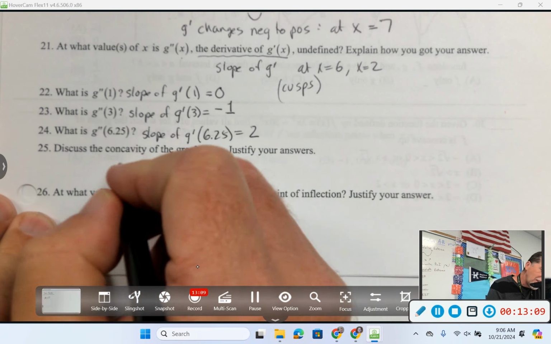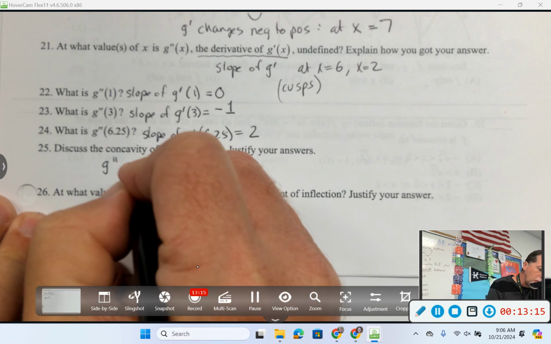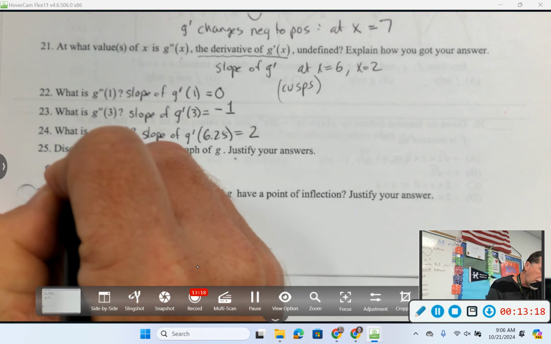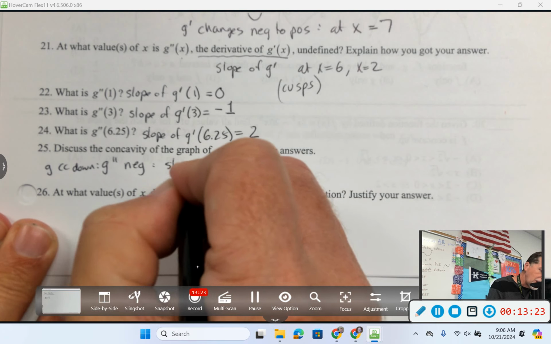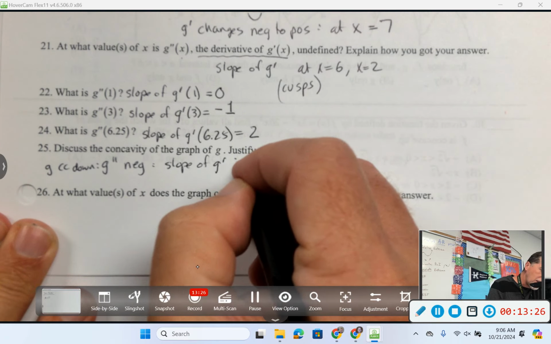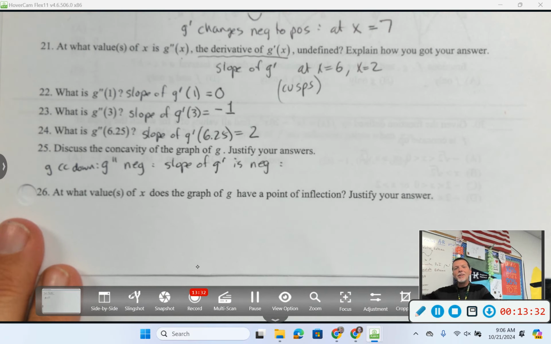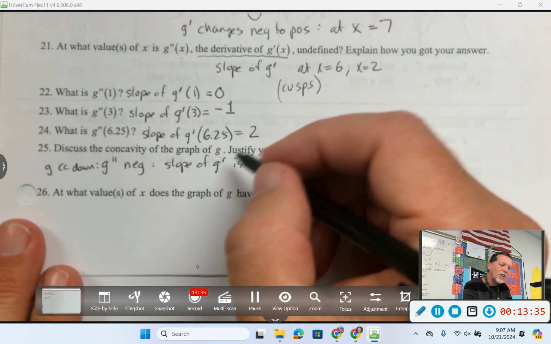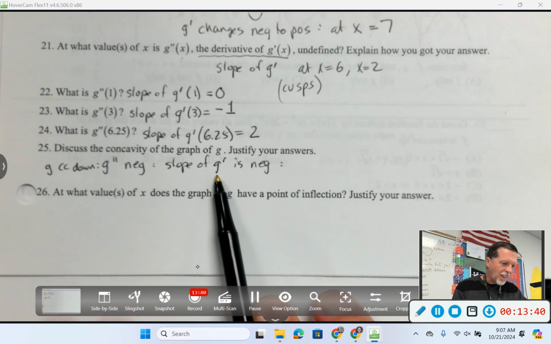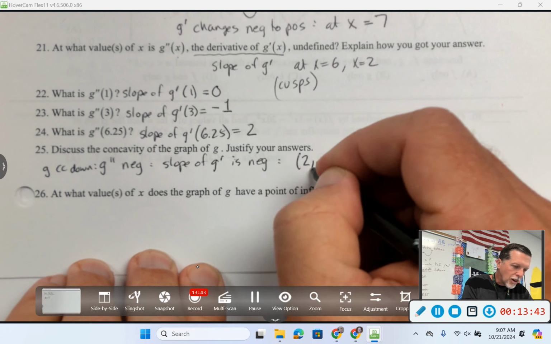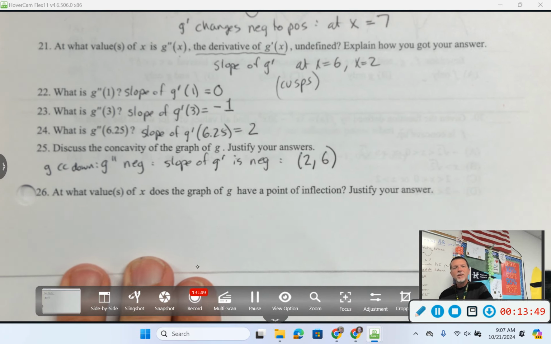Discuss the concavity of the graph of G. I would justify first. Let me back up. G is concave down when G double prime is negative. That means when the slope of G prime is negative. If I think through all of that, now I know what to look for. I like to justify first on all these problems because it helps me know what I'm looking for. So the slope of G prime is negative from 2 to 6. I'm looking at the slope of G prime, not the values of G prime.